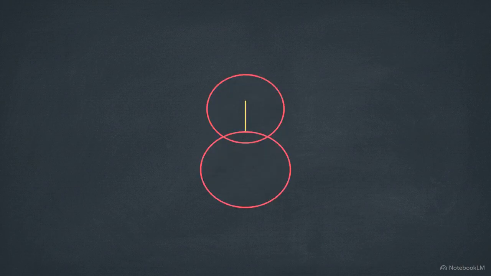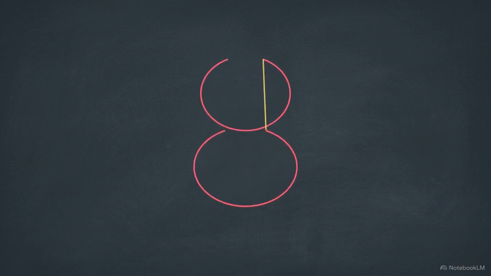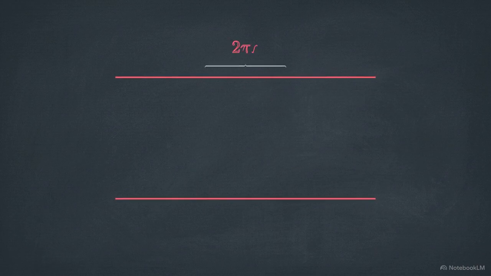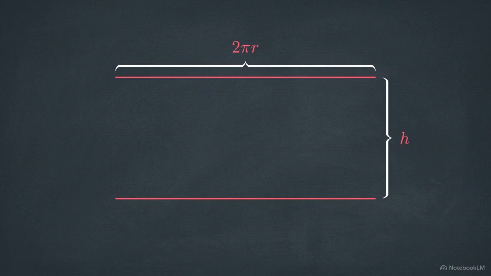Take a look at this unrolling cylinder. The curved exterior is actually just a flat rectangle. The length is the circle's circumference, 2 pi r, and the width is the height, h. Multiply those together and your curved surface area is exactly 2 pi rh.